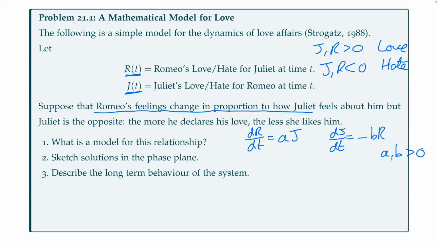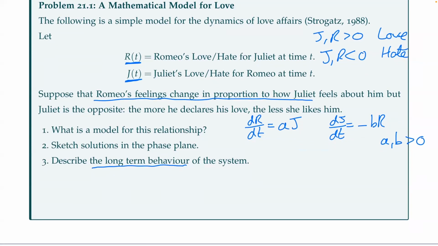Okay, so we've got a linear system now. That means that we can sketch solutions using phase planes. We can also set this up as a matrix vector equation, and look at the trace and determinant to work out what the stability of my origin is going to be. So that's looking at the long-term behavior of the system, looking at our eigenvalues.